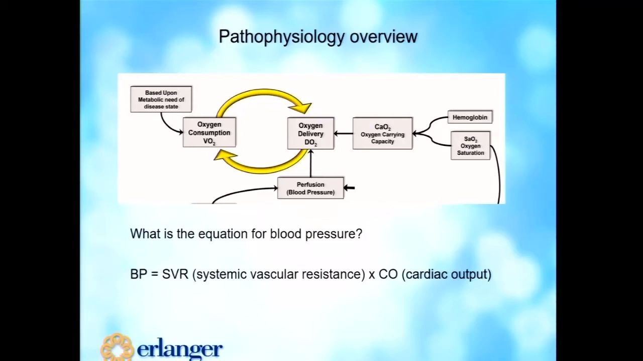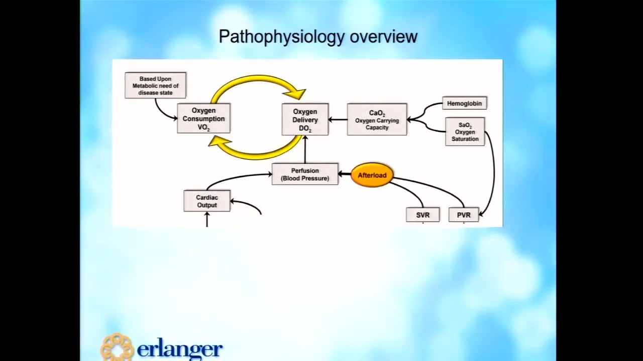And then what about cardiac output? We'll get to that. Yes, very good. It's the blood ejected from your heart per minute. Very good. So we have afterload, which is comprised of both your SVR, or systemic vascular resistance, and your PVR, which is your pulmonary vascular resistance. The SVR is for the left side of the heart. The PVR is for the right side of the heart. These two both comprise your afterload, and that's what your heart pumps against to circulate blood.